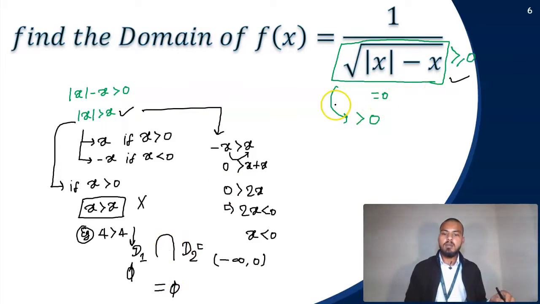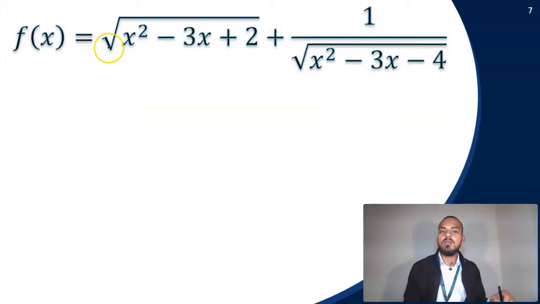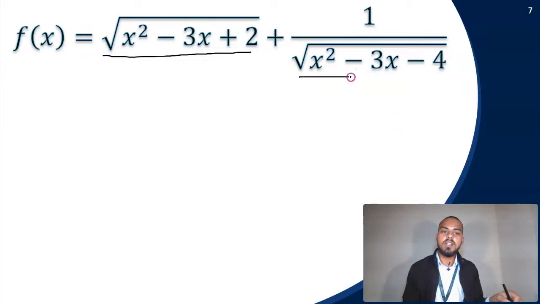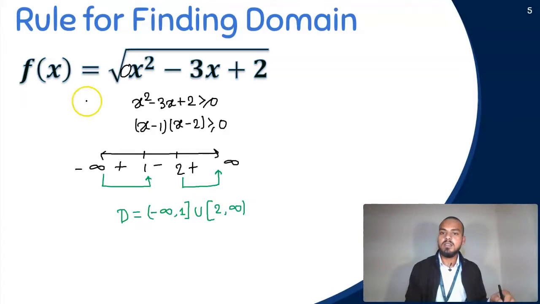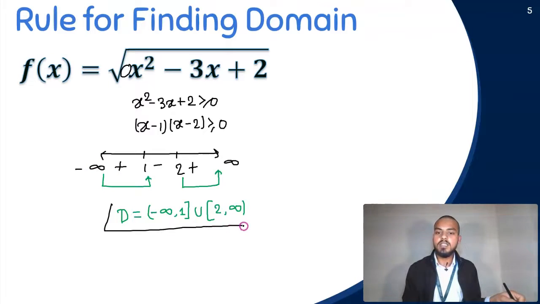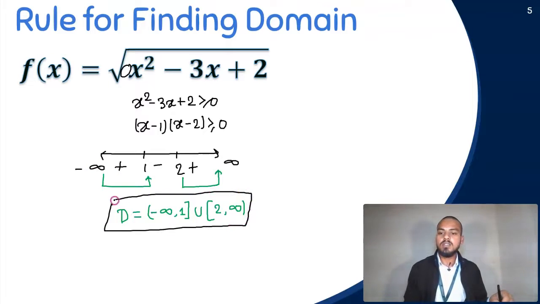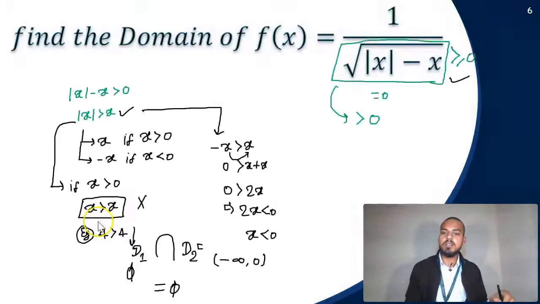Now let's move on to another example. f(x) is equal to the sum of two functions. The first function is this and our second function is this. So what is the domain of this function? I just solved this function in example number one. You can see that. So what is the domain in this case? Minus infinity to 1 and 2 to infinity. So this is the domain for this function.